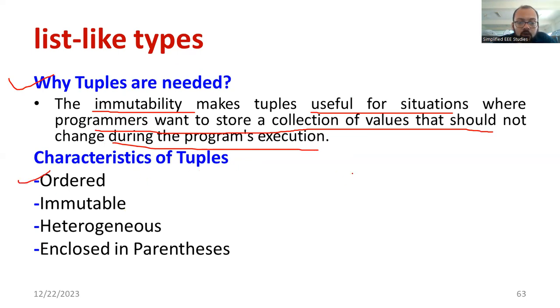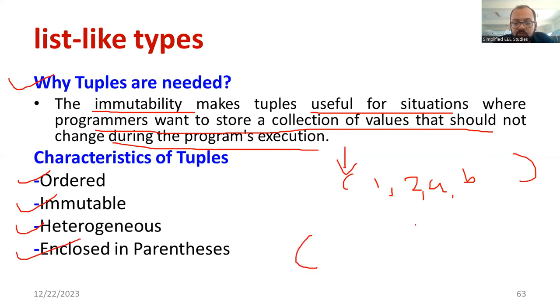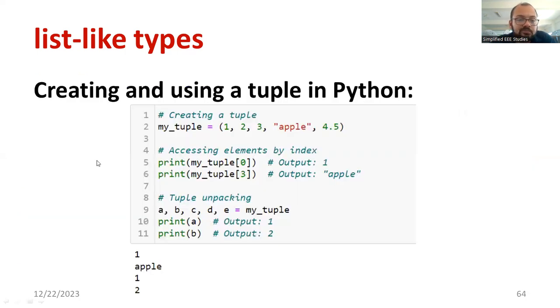The characteristics of tuples are as follows. It is ordered, as I already told you, like 1, 2, a, b. It is represented by using parentheses. It is immutable, and it supports heterogeneous behavior. For example, 1 is an integer, 2 is an integer, a is a string, b is another string. Like that, it is heterogeneous behavior. It is enclosed by parentheses, the normal brackets. Like this, you represent the tuple.